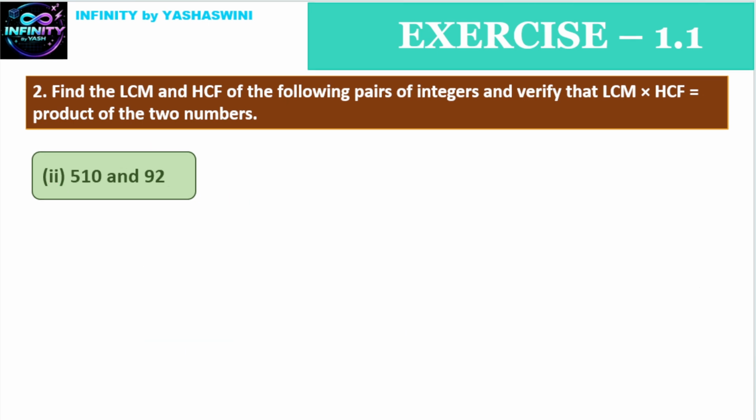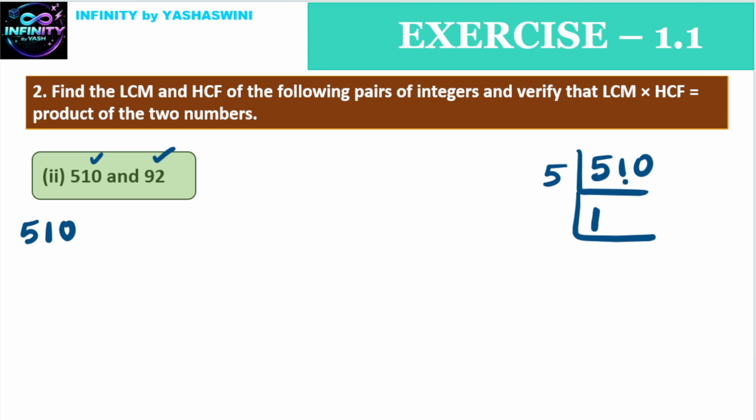Let us solve one more problem. Here 510 and 92. First step is to express the two numbers as a product of prime factors. That is, express 510 as a product of prime factors. It is divisible by 5. 5 one time is 5. Now 1 is less than 5.